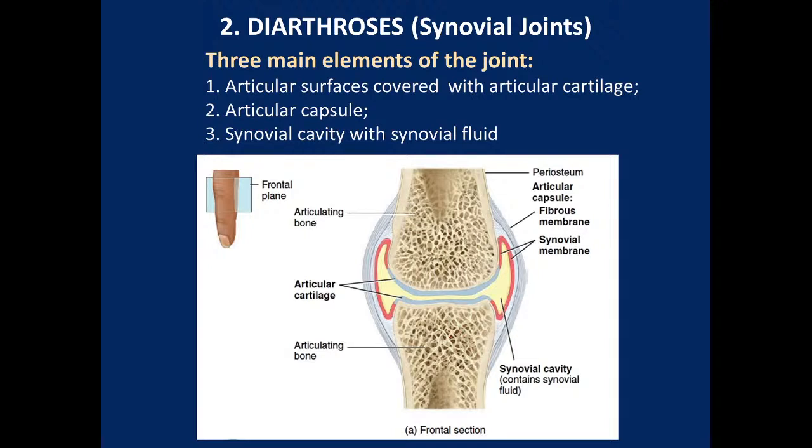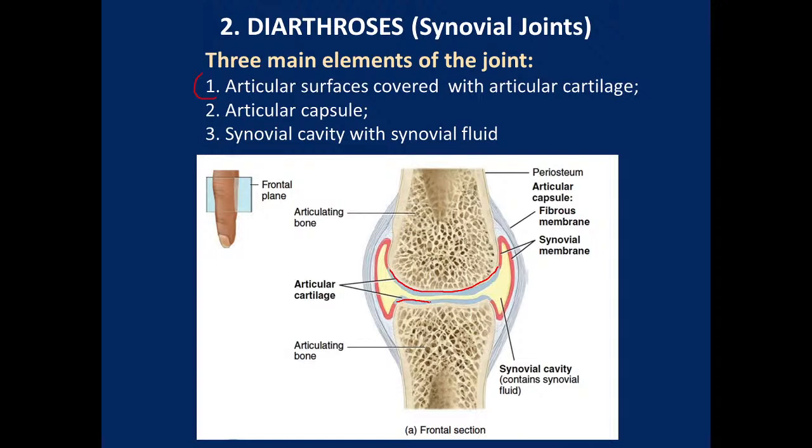Synovial joints have three main elements. First one is articular surfaces covered with articular cartilage. What does it mean? This is a part of bones, quite flat and smooth, and covered with the cartilage, articular cartilage.